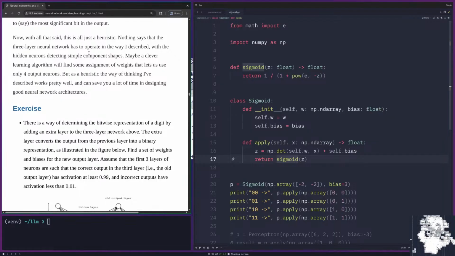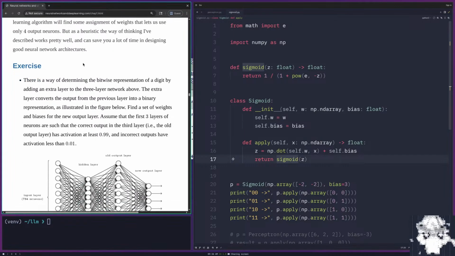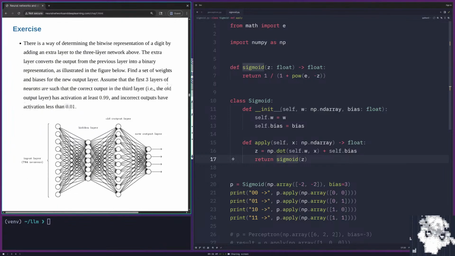Now, with all that said, this is all just a heuristic. Nothing says that the 3-layer neural network has to operate in the way I described, with the hidden neurons detecting simple component shapes. Maybe a clever learning algorithm will find some assignment of weights that lets us use only 4 output neurons. But as a heuristic, the way of thinking I've described works pretty well, and it can save you a lot of time in designing good neural network architecture.